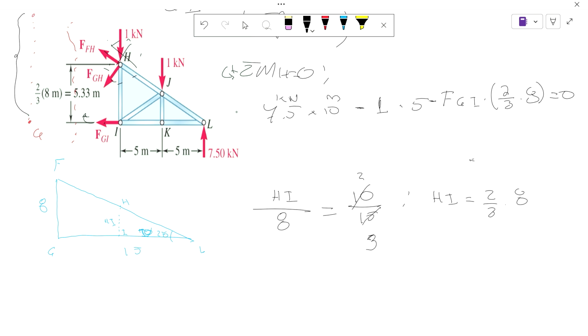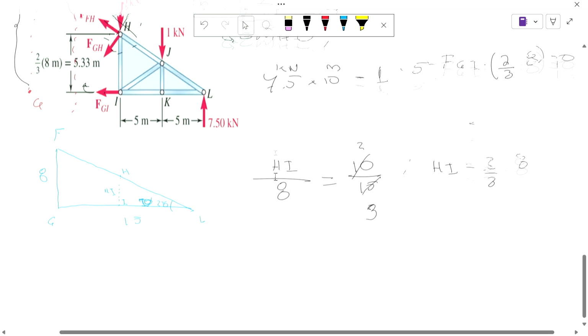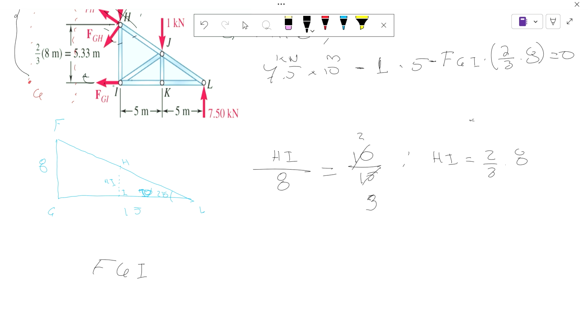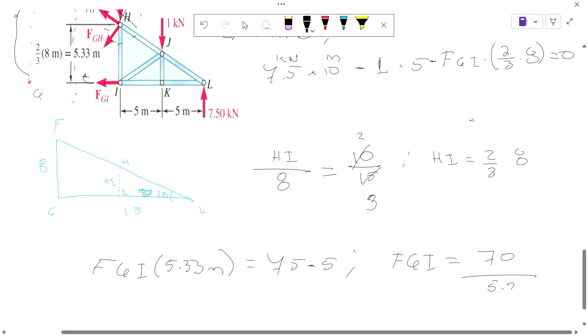So this should be pretty simple now. We just need to find FG to I, which in our case was negative, because the moment is at H. Let's take it to the other side. 2 over 3 times 8, they're telling us is 5.33, and then that is equal to 7.5 times 10 is 75 minus 5. Okay, so we have that FG to I is equal to 70 divided by 5.33.